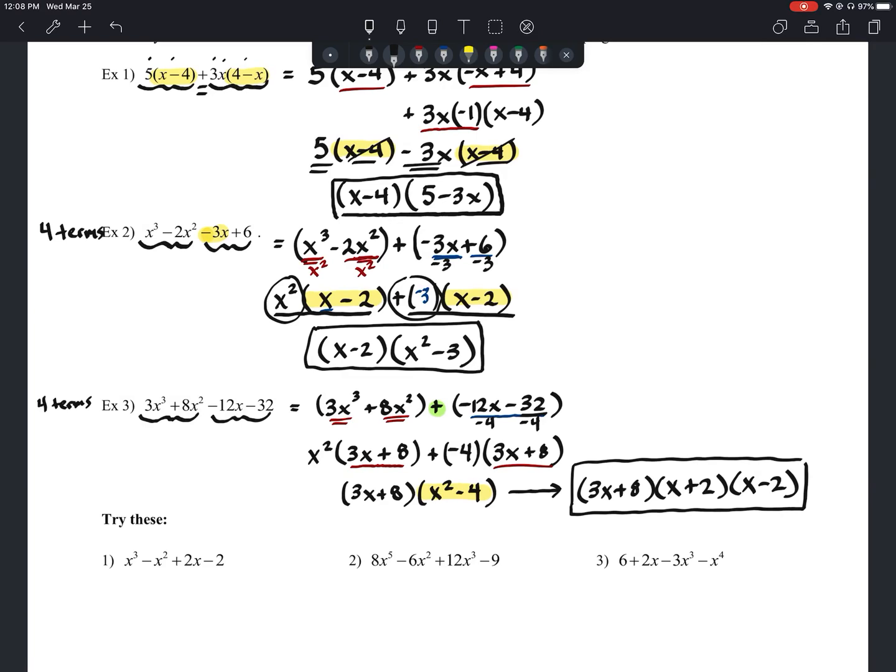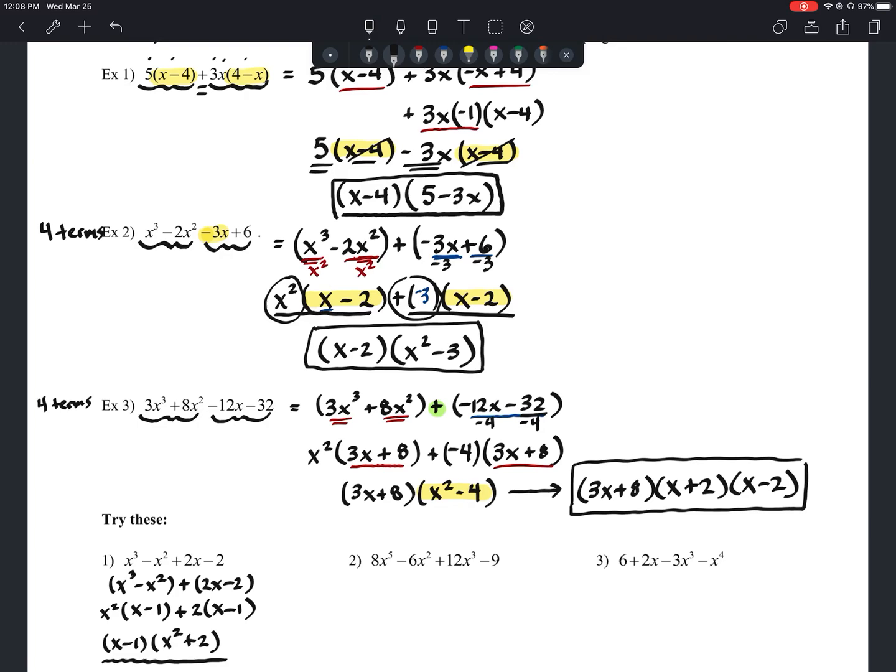To try these problems, number 1, we have x to the third minus x squared plus 2x minus 2. Let's start out by grouping our terms. Looks like we could factor out an x squared, and we'd have an x minus 1 left over, plus, in the second one, we could take out a 2, and then we'd have an x minus 1 left over there. So we factor out this x minus 1 to have x minus 1 times the quantity of x squared plus 2. And that would be our answer for number 1.